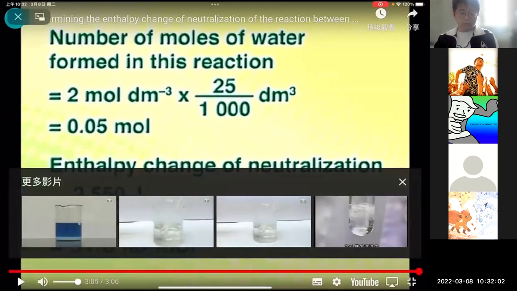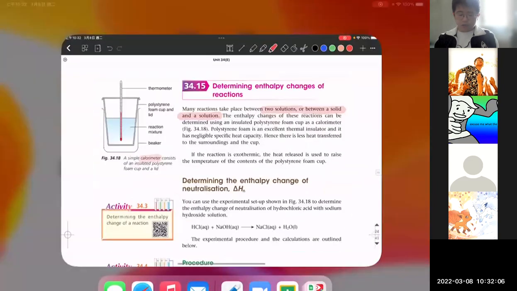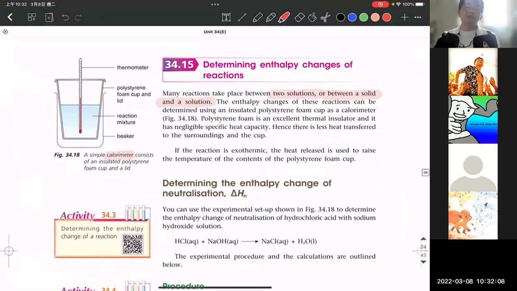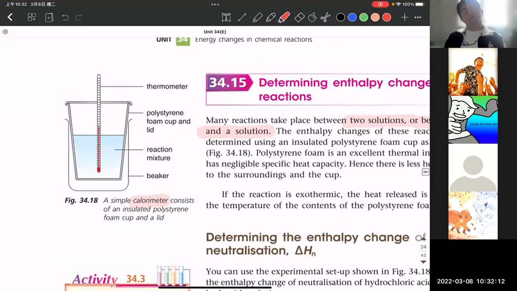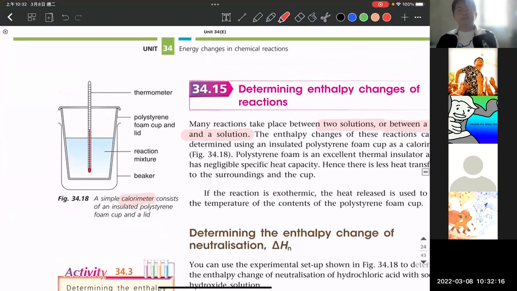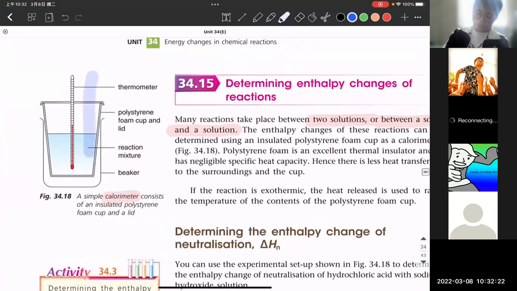So you may see the calculations as well as the experimental design. Now, take a look at the design and check it against the one in the video. Any difference? Stirrer. Yes, there is a stirrer, right? What else?